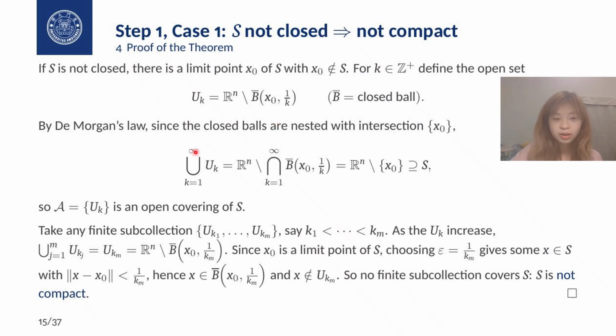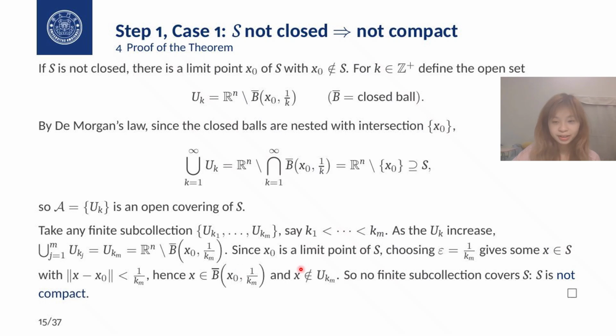Next, by De Morgan's law, we get the union of U_k equals R^n minus the intersection of all those closed balls. And those shrinking closed balls squeeze down to just one point, x0. So the union is R^n minus {x0}, which covers S since x0 isn't in S. Now we want to find a finite subcollection. So we take U_k1 through U_km, where k_m is the largest. Their union is U_km, which misses everything within 1/k_m of x0.